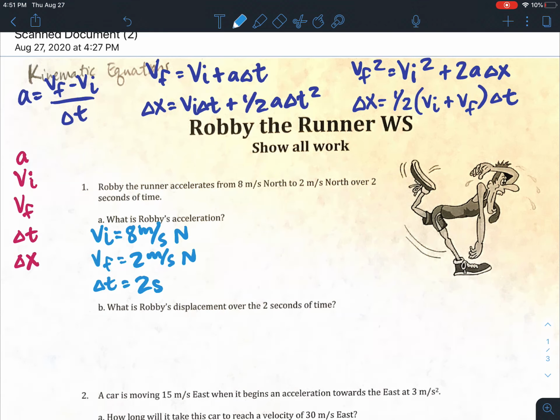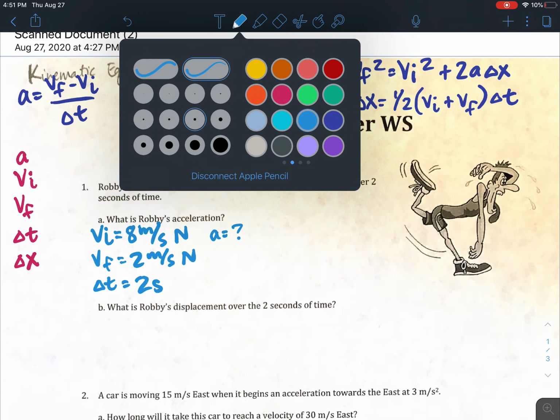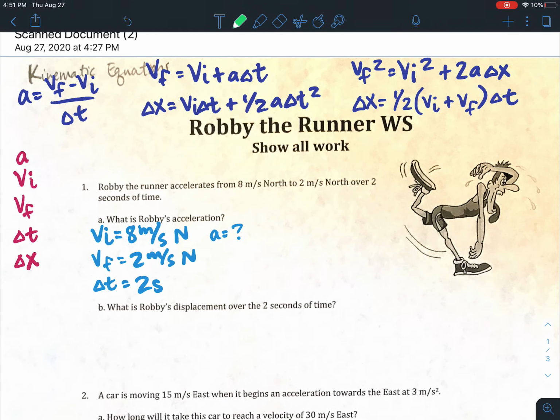So we've got our list of 3 givens, which is what I need. Our unknown is acceleration. What is Robby's acceleration? Notice I now have 4 variables in my list, and I am not given anything else. So what I want to do when I'm choosing the equation is figure out which variable was not mentioned. I don't have any mention of delta x in this problem, right? I'm not looking for it. They didn't give it to me. I don't care about it.